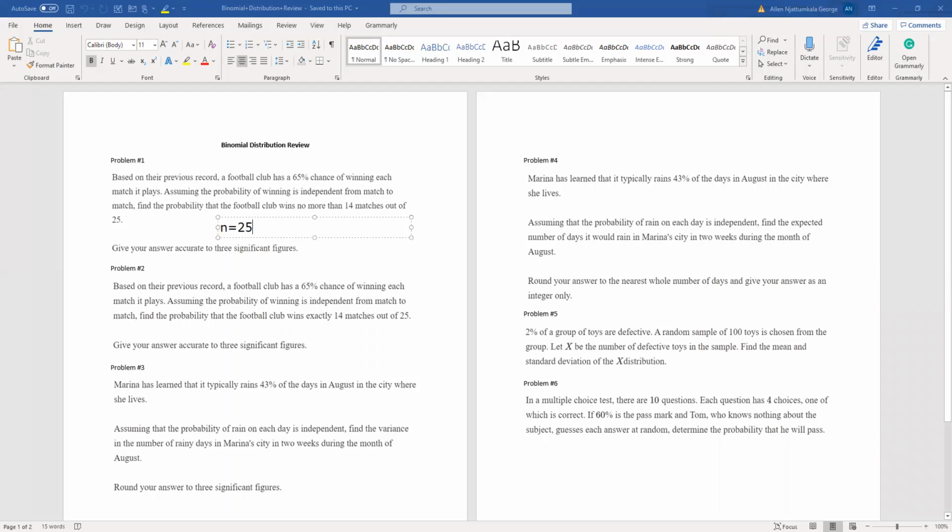N would be equal to 25, and p would be equal to 0.65 because it's 65%. And then our x value would be equal to 14 because it's asking 14 matches out of 25. So basically, does anyone know which one we would use? Will we use Binomial CDF or Binomial PDF?